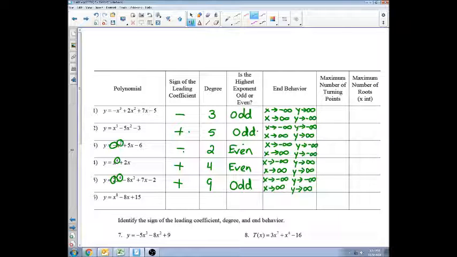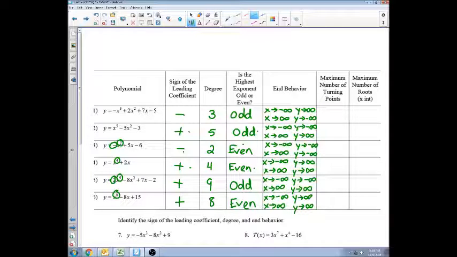On to 6. I don't have a leading coefficient, so that means it's positive. My degree is 8, which means I have an even degree. We've already worked with a positive even degree. As x approaches negative infinity, x approaches positive infinity, y will approach, if it's an even degree, I follow the sign for both. Okay? All right. Now, maximum number of turning points.